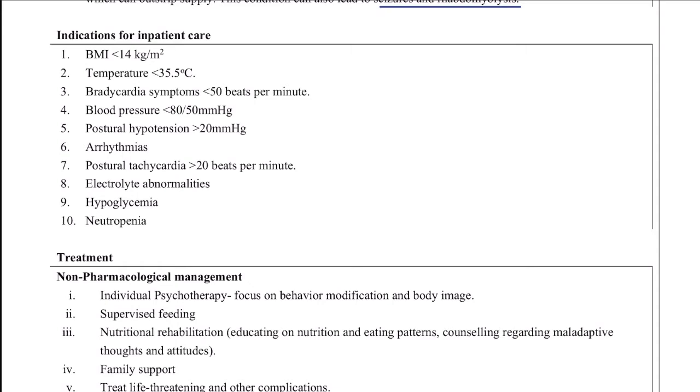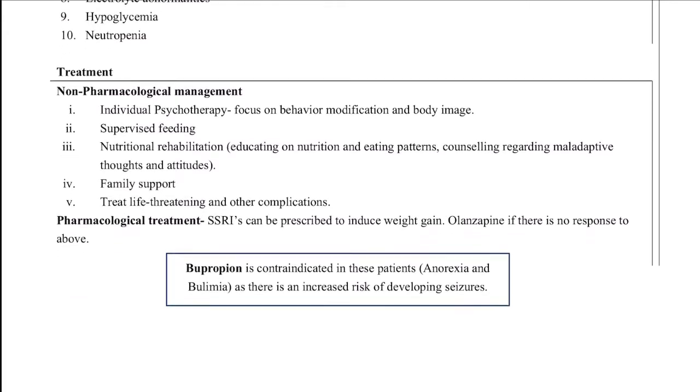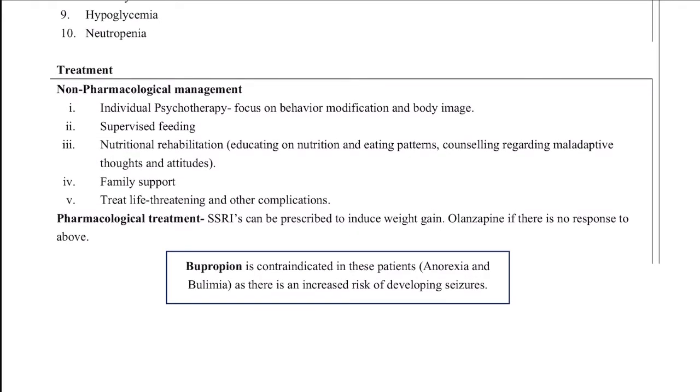So some indications for patient care: if the BMI is very low, if the temperature is really low, heart-related symptoms, low blood pressure, postural hypertension, arrhythmias, all of these are indications for hospitalizing the patient. And the treatment is 3 things: nutritional rehabilitation, cognitive behavioral therapy, and pharmacological treatment.